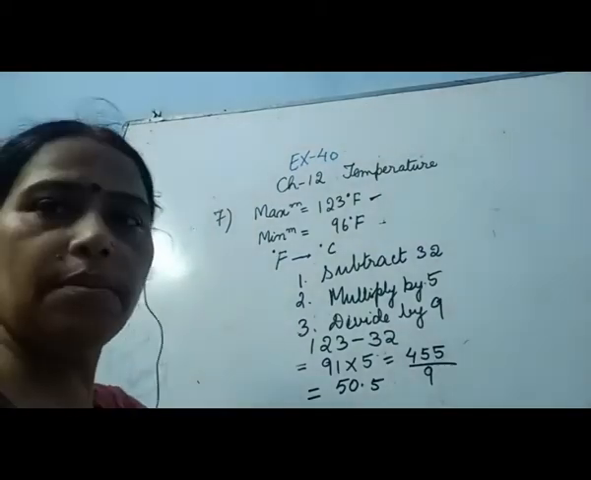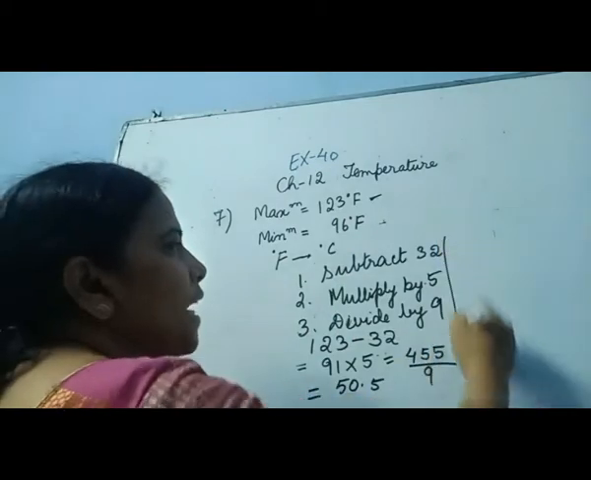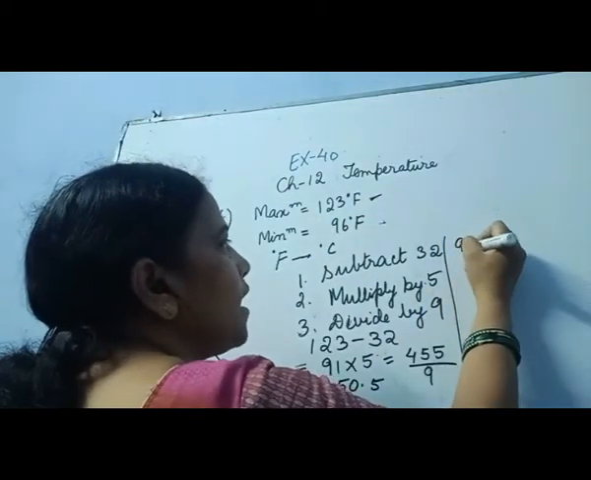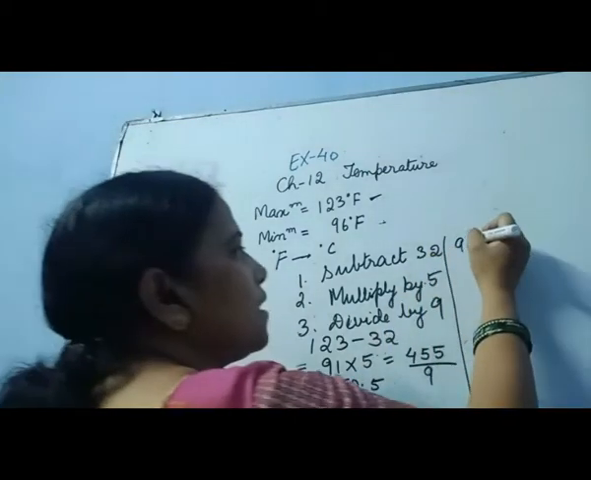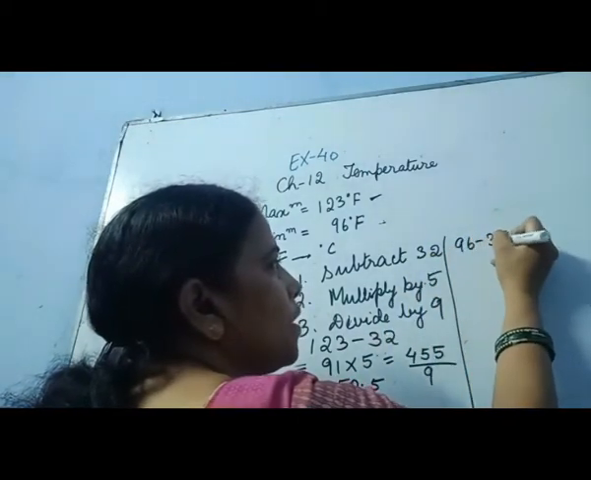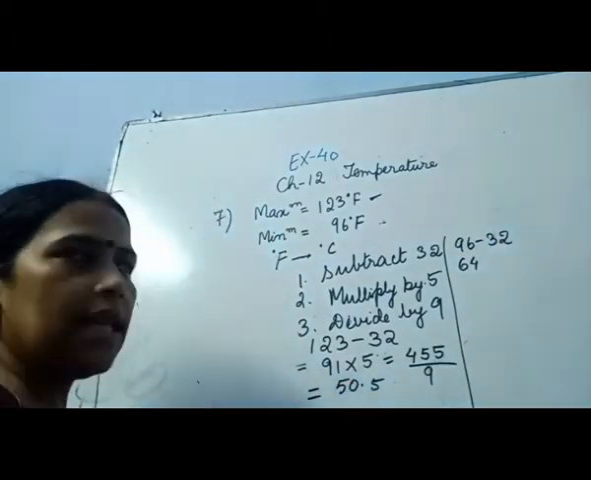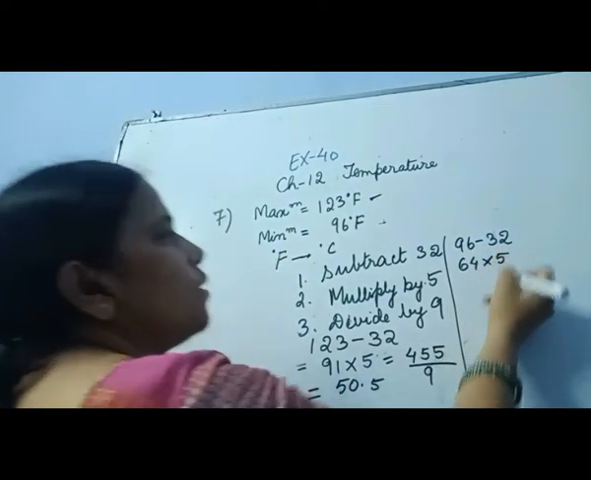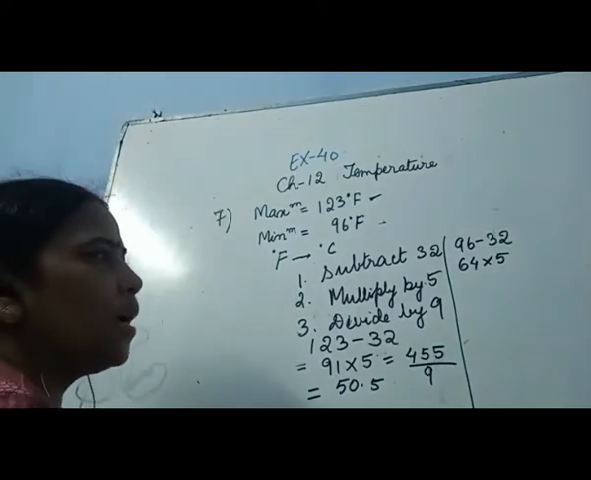Now for the minimum temperature, you have 96 degree Fahrenheit. So take 96 degree Fahrenheit, and then subtract 32 from here. You will get 64. And then multiply this 64 by 5.